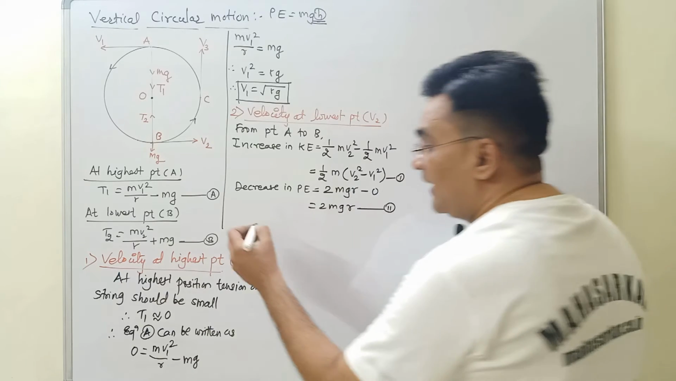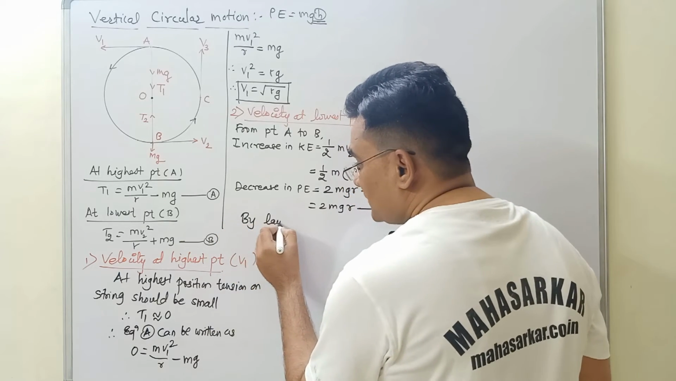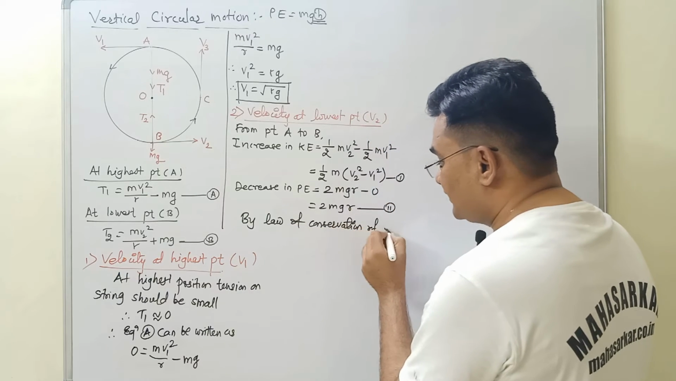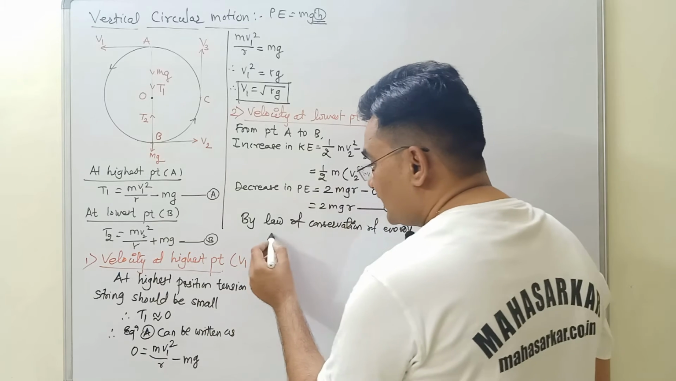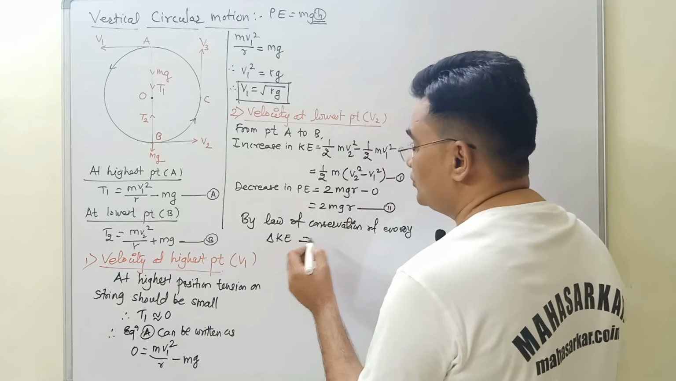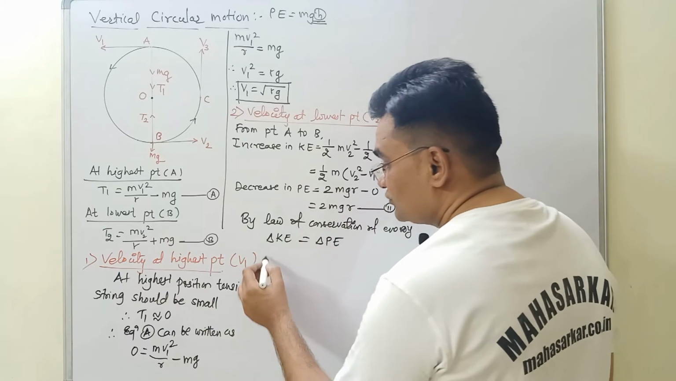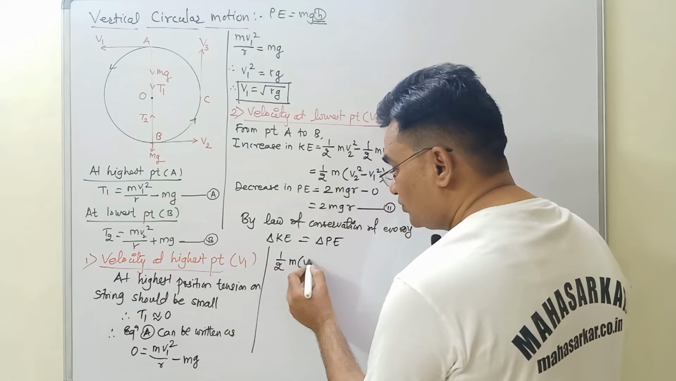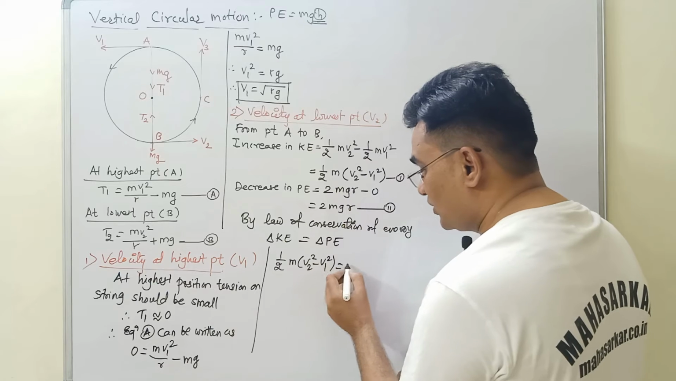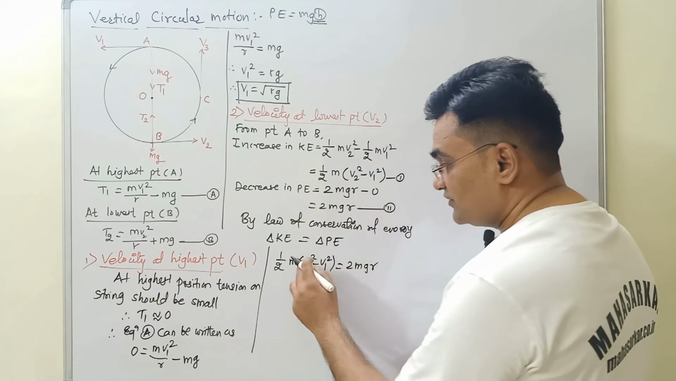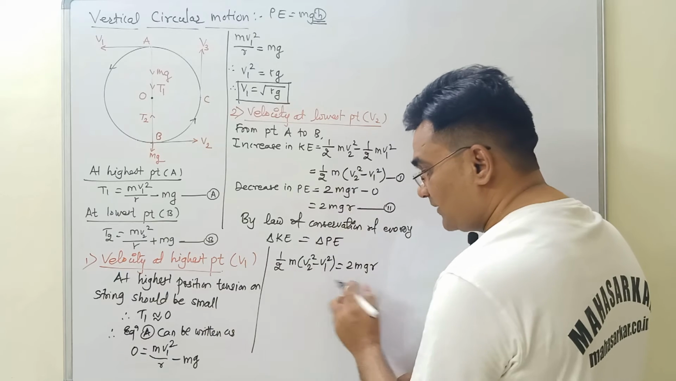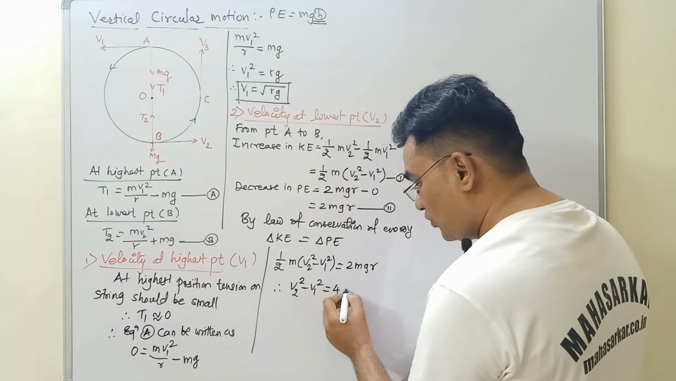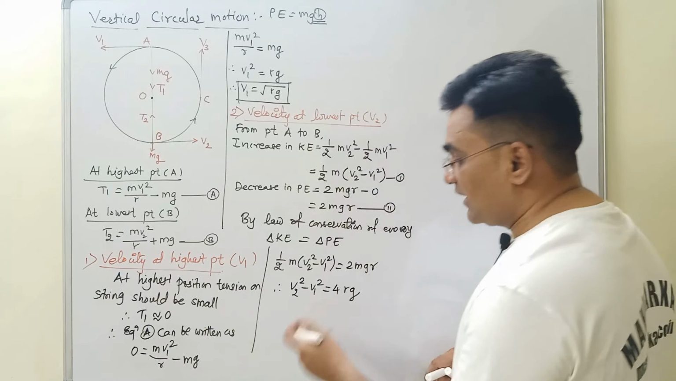We have done this by the law of conservation of energy. By the law of conservation of energy, we know delta kinetic energy is always equal to delta potential energy. So let's substitute the value. What are we going to get? Half m into v2 square minus v1 square equal to 2mgr. See, m cancels on both sides, 2 multiplied here. So v2 square minus v1 square equal to 4 into rg or 4 into gr.